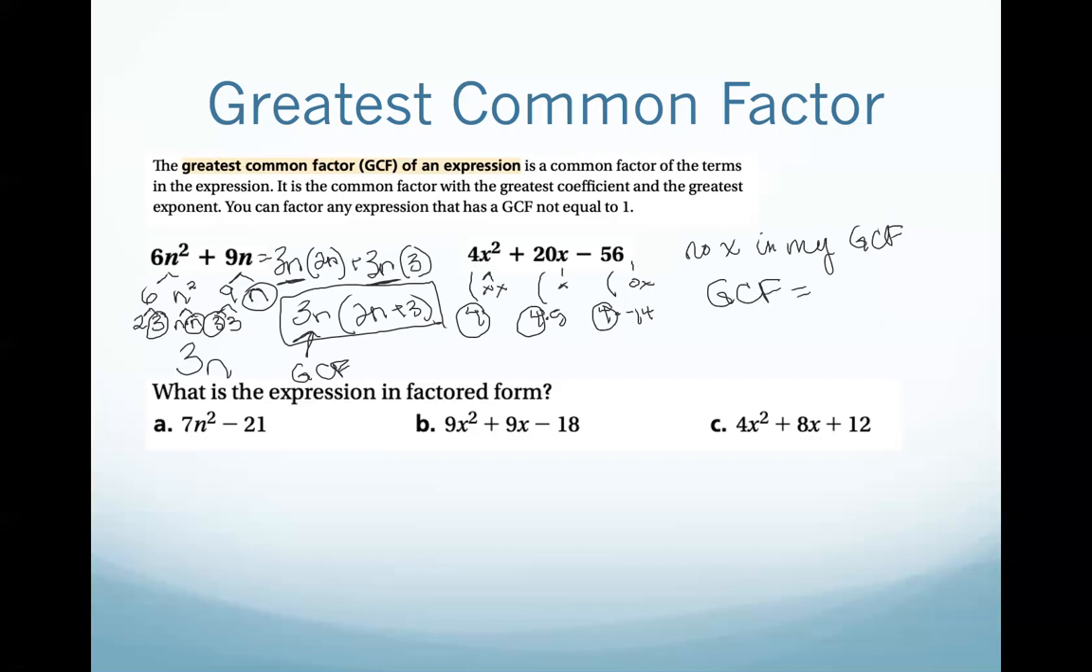is 4. But I also want the factored form. So that's 4 times what? x squared for the first term, plus 5x for my second term. And then this was a negative 14, so minus 14, and there were no x's for the third term. So here's my factored form with the greatest common factor factored out.